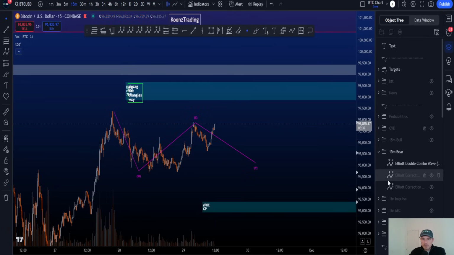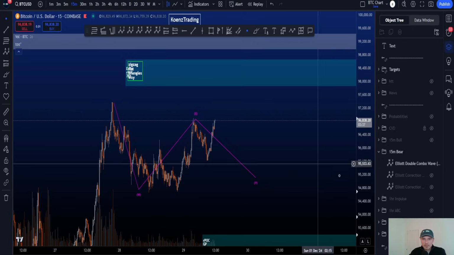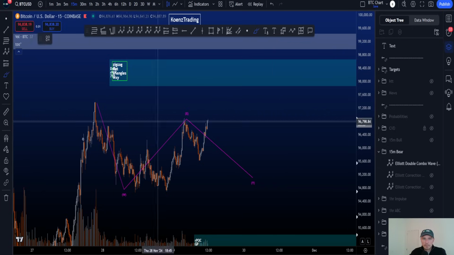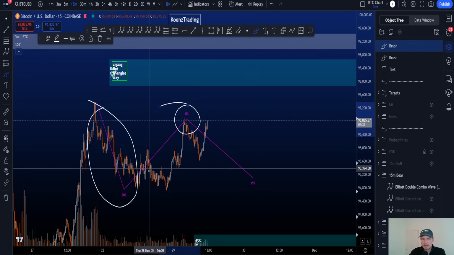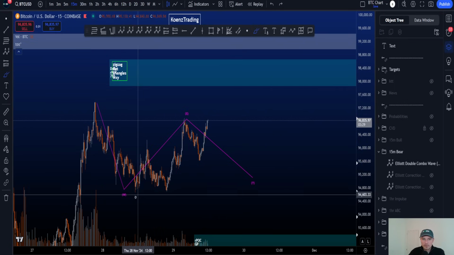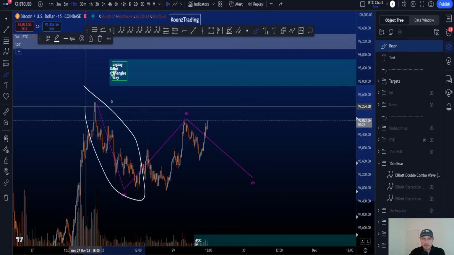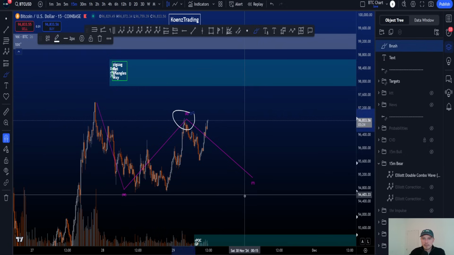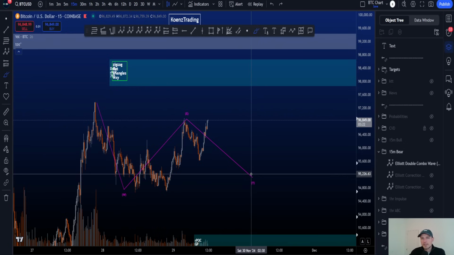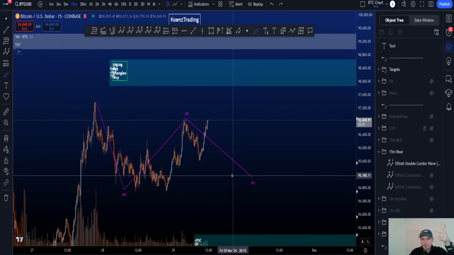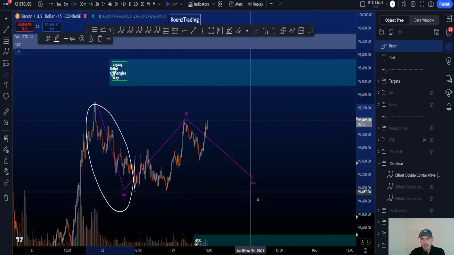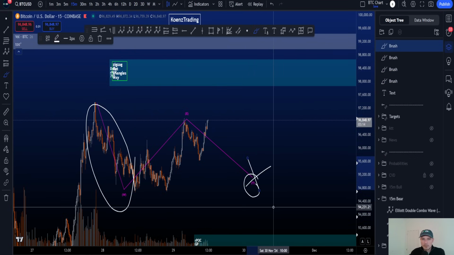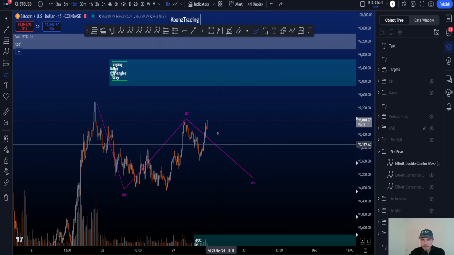And a WXY is a sideways, complex structure, where we have a three-wave in W and any corrective structure in X. W can only be a zigzag or a flat, but here it has to be a zigzag. It can't be anything else. Then X can be anything, and wave Y can be a zigzag, a flat, or a triangle. But if wave W is already a zigzag, which it is because it can't be a flat, then wave Y in a sideways double combo can't be a zigzag structure.